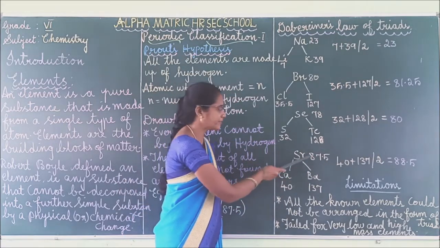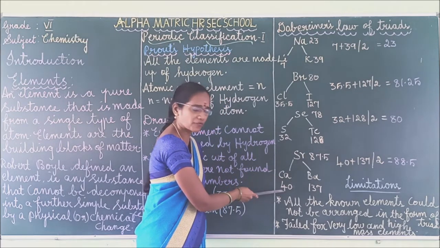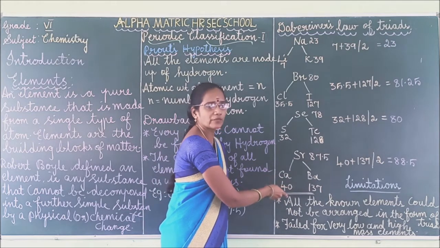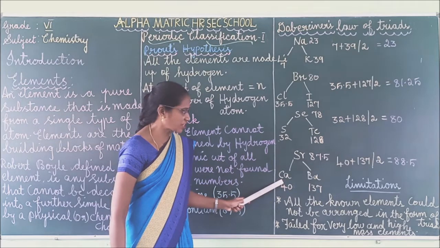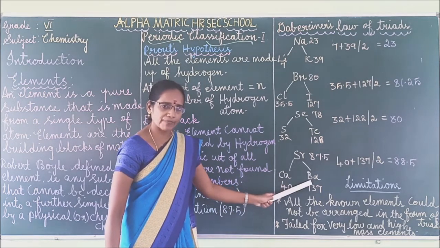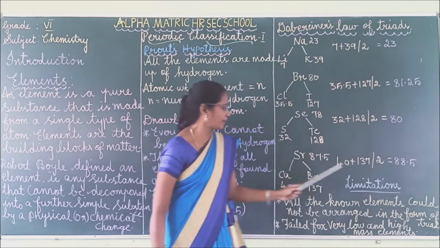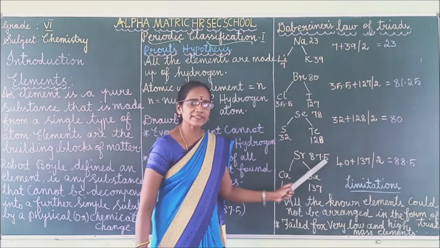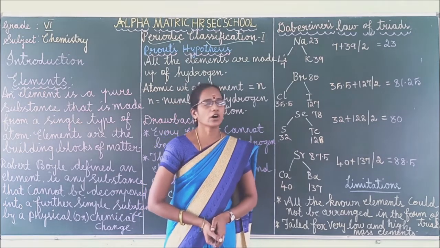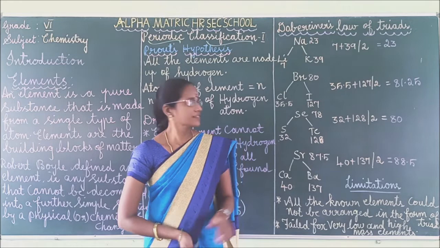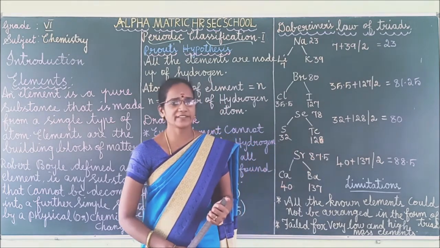Next one. Strontium atomic weight is 87.5, whereas calcium atomic weight is 40 and barium atomic weight is 137. So the atomic weight of calcium plus the atomic weight of barium divided by 2, the answer is 88.5, and the strontium atomic weight is 87.5. So this is called the law of triads. This law is called Döbereiner's law of triads.